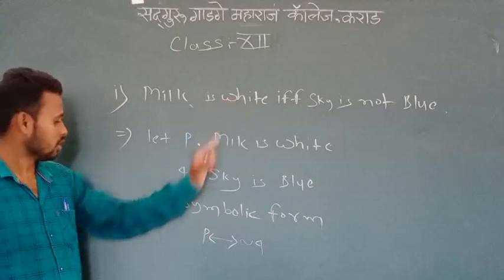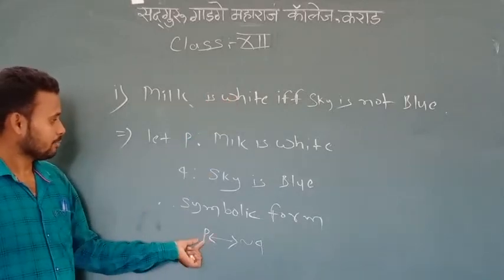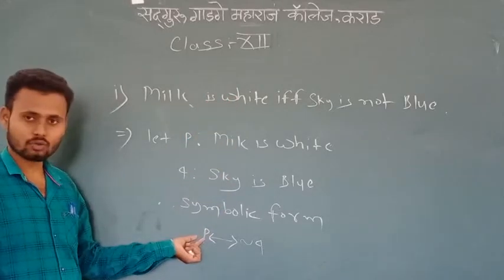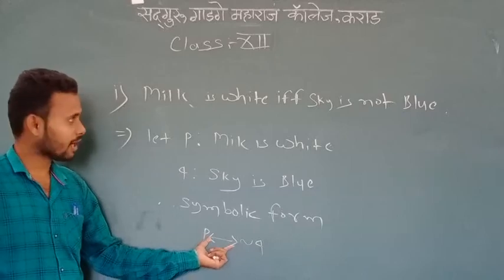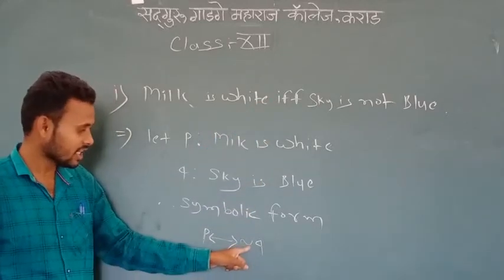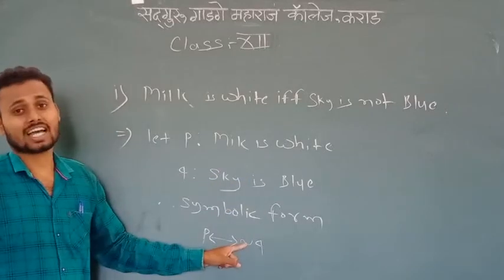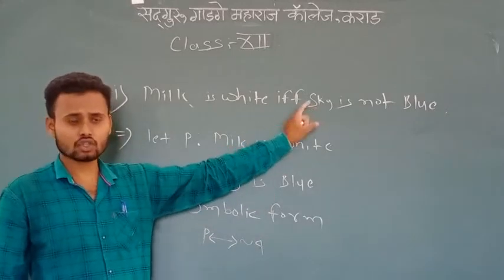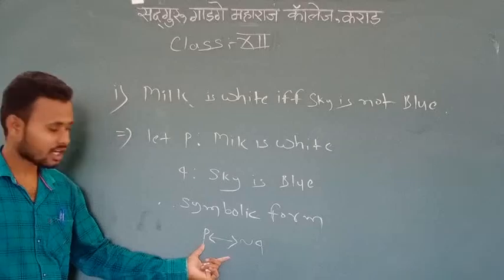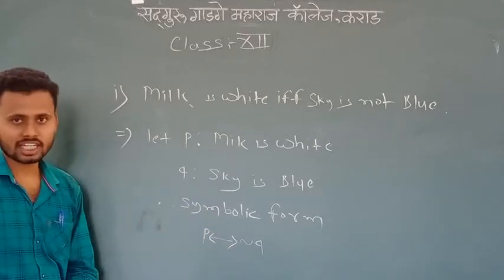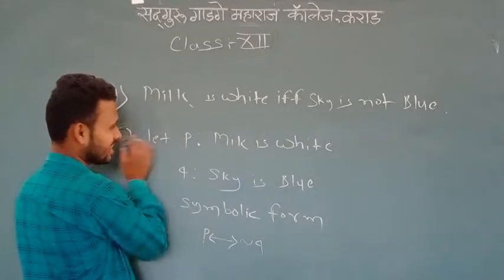Milk is white, that is P. If and only if is the symbol, then negation of Q, where Q is 'sky is blue' and its negation is 'sky is not blue'. So 'the sky is not blue' gives the required symbolic form of the given statement. Now next example.